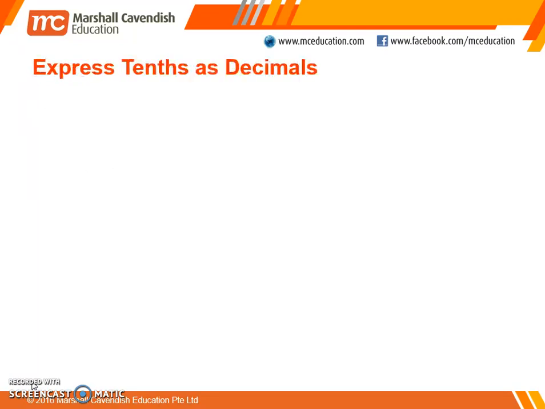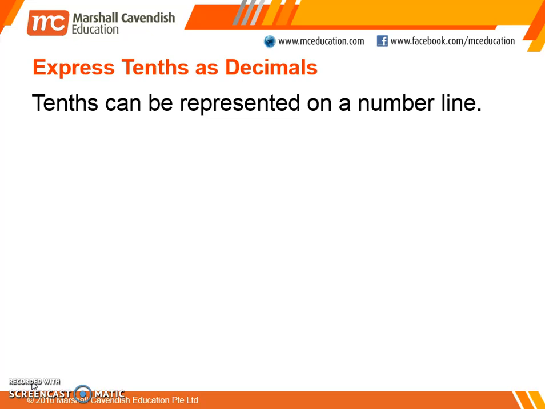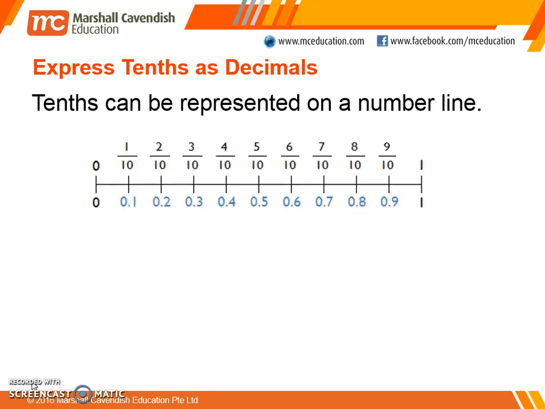Now we have learned from our previous lessons that we can express tenths as a decimal. And we have used a number line to help us. As we look at this number line, we would realize that 1 is made up of 10 tenths.